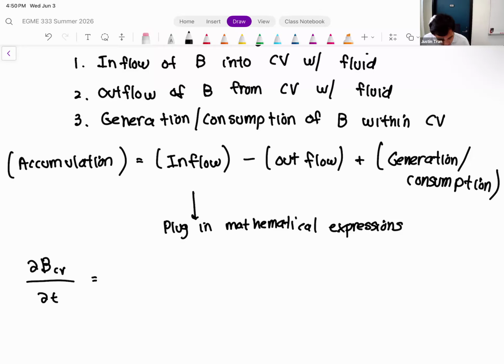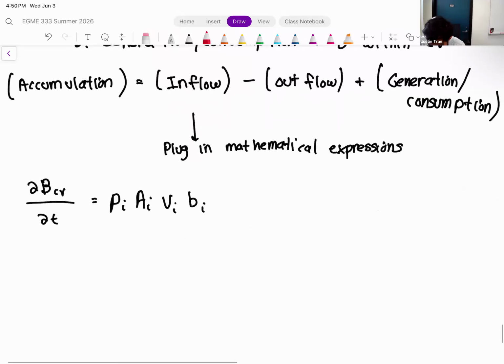All right, next we have the inflow term. So inflow is given by the following: we have rho at the inflow multiplied by area at the inflow multiplied by the velocity at the inflow multiplied by little b at the inflow. Okay. So that right there is our inflow term, and I will explain each variable in that expression right after this, don't worry. So let's write out the entire Reynolds transport theorem first, and then we'll go through what each of the variables mean.